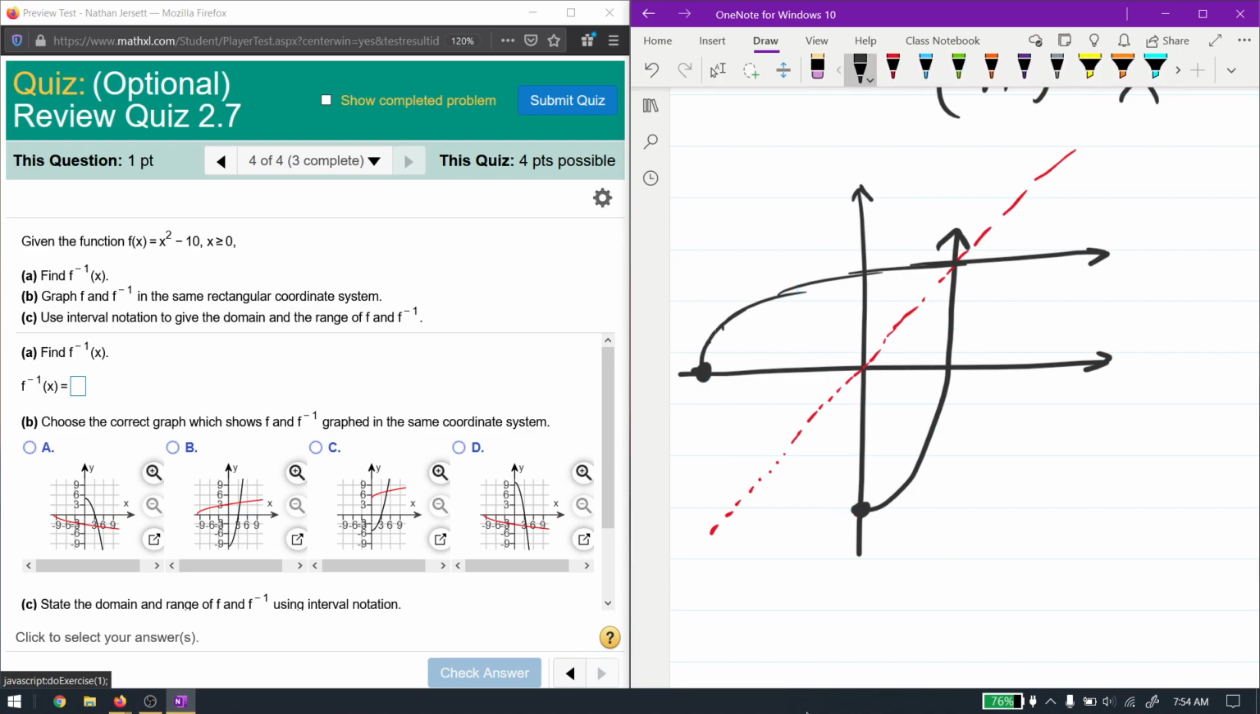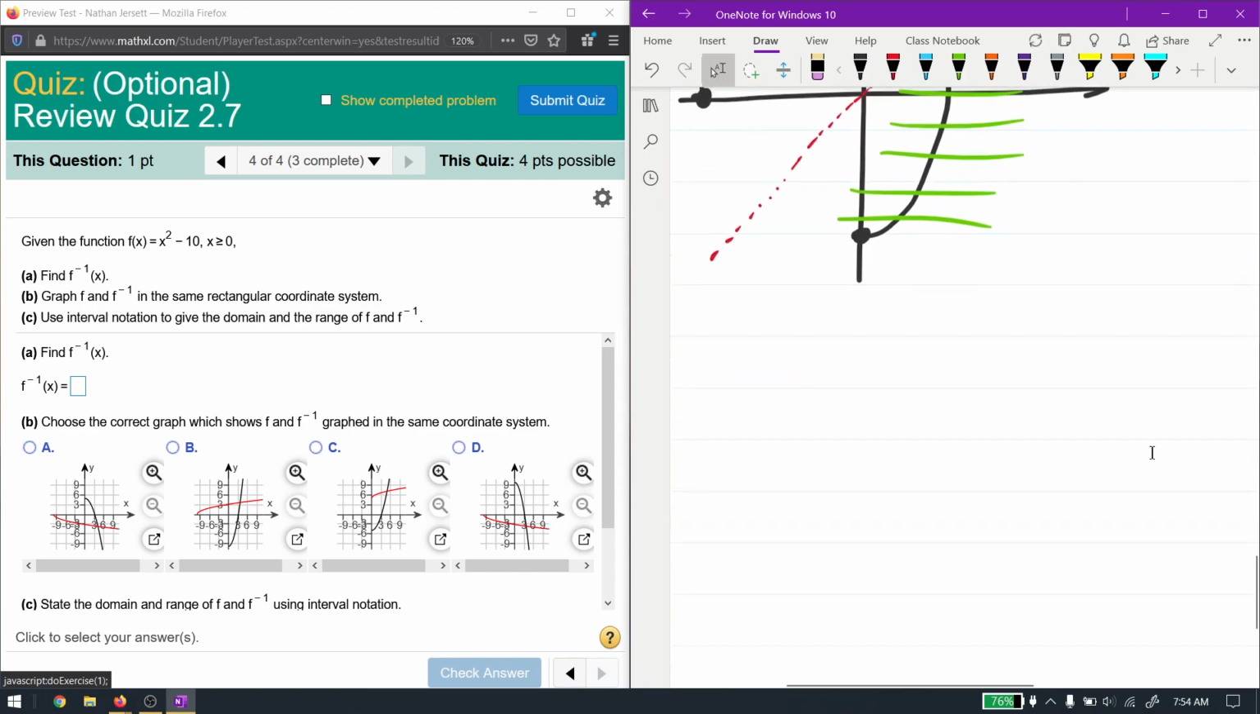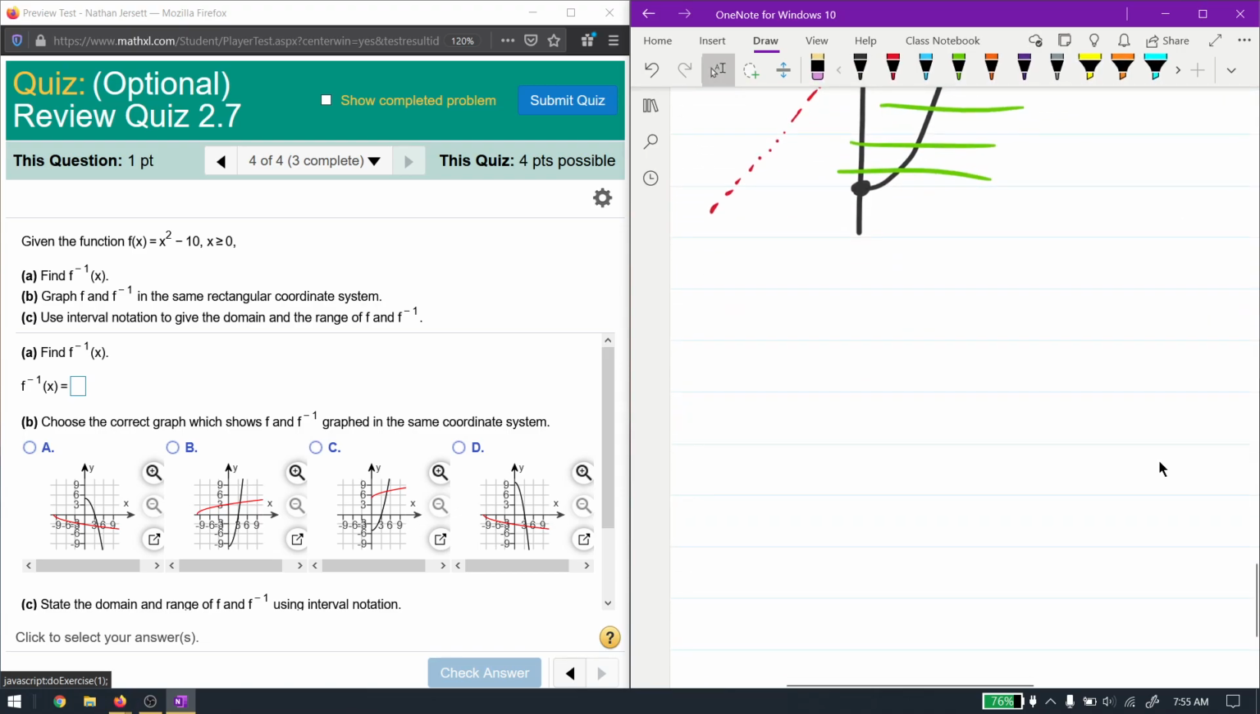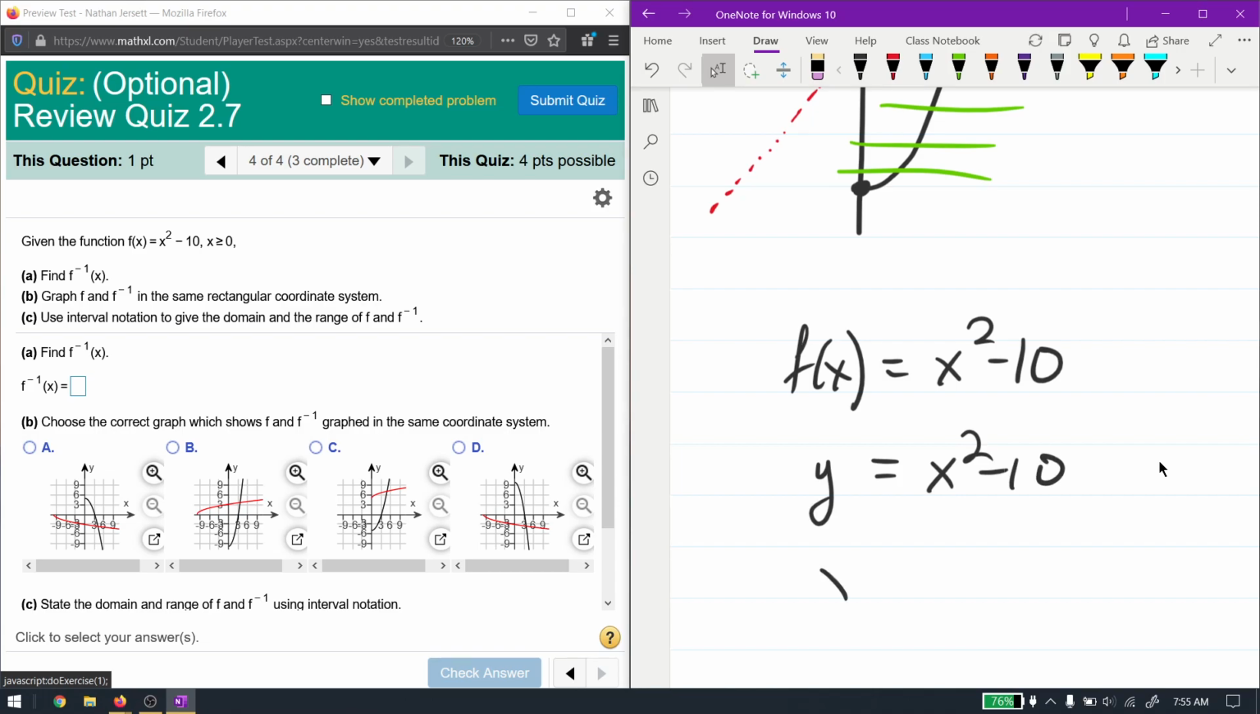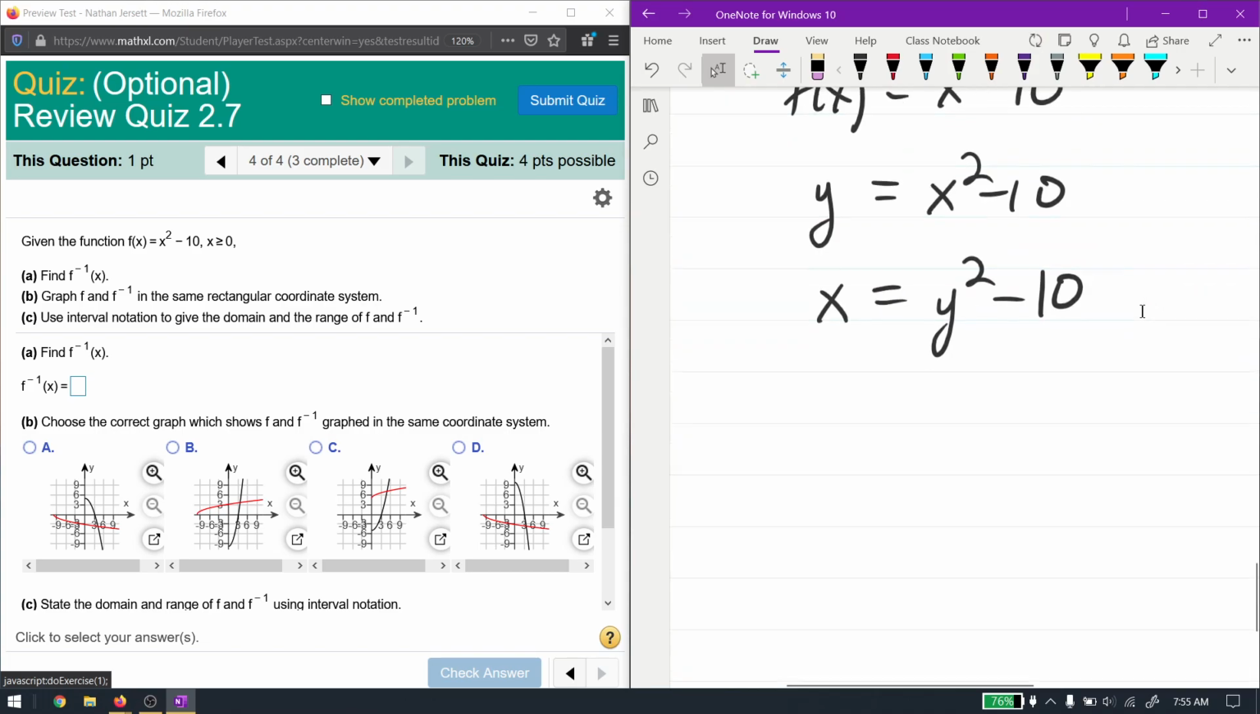Whatever that function is, we know that this one is 1 to 1, the first graph that I graphed there, because it passes the horizontal line test. So we can find the inverse algebraically. To do that, we're going to take f of x equals x squared minus 10, change that to y, and then flip x and y.